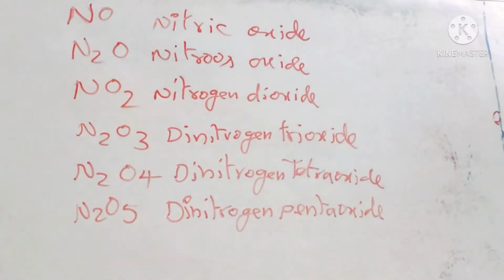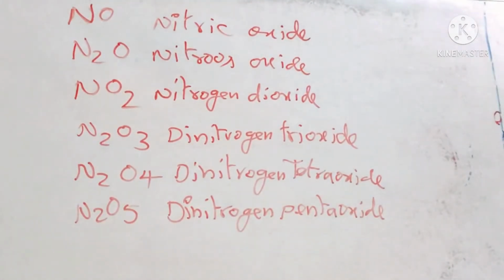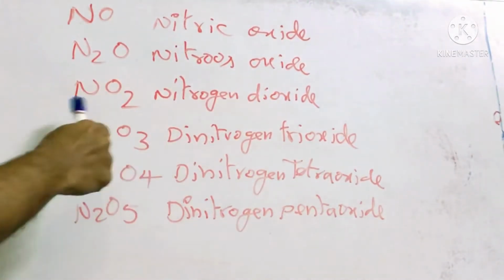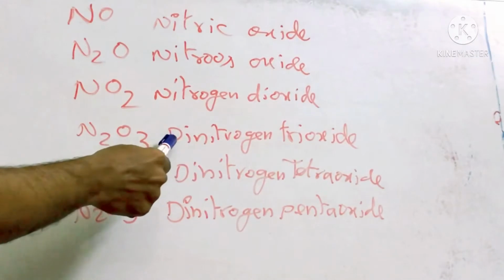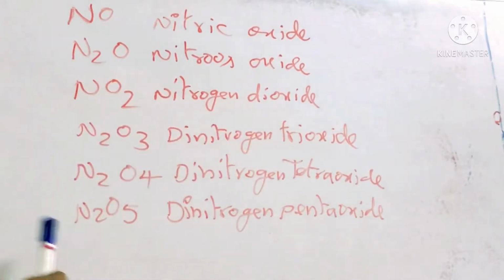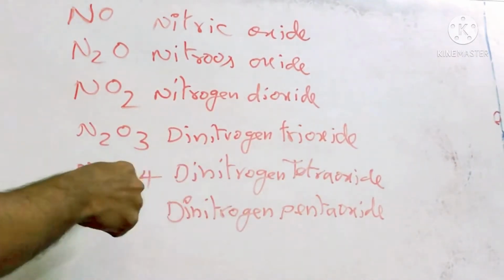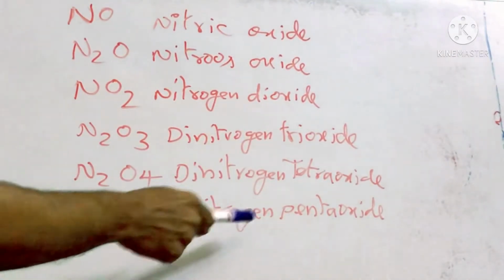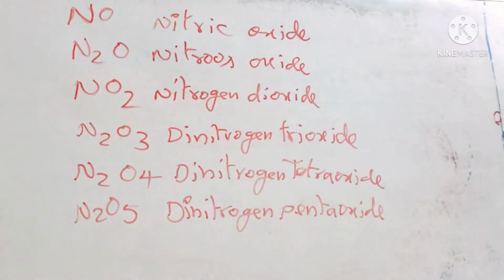You see, these are the different nitrogen oxides, starting with NO, nitric oxide, nitrous oxide, nitrogen dioxide. This we can call also nitrogen trioxide simply, but it is dinitrogen trioxide. Nitrogen tetroxide it is. This is dinitrogen tetroxide. This is dinitrogen pentoxide. These are the 6 types of nitrogen oxides.